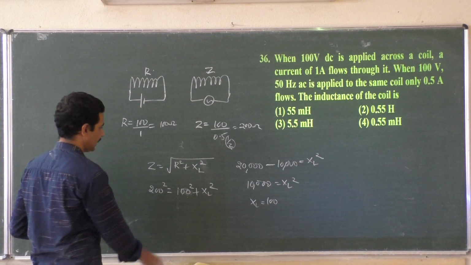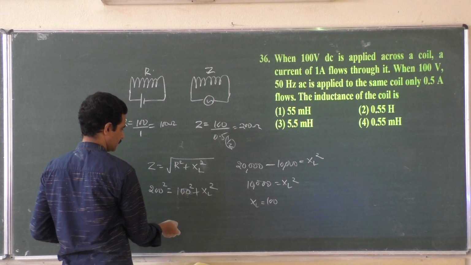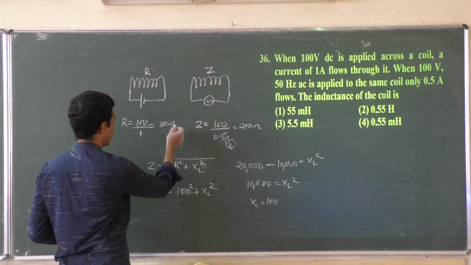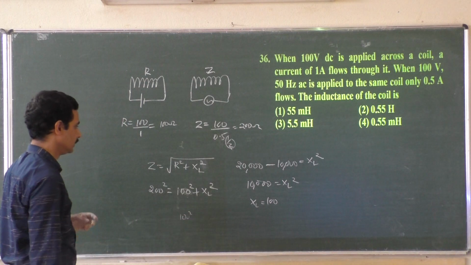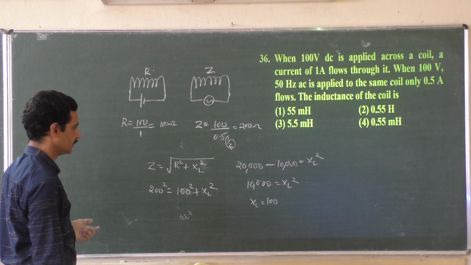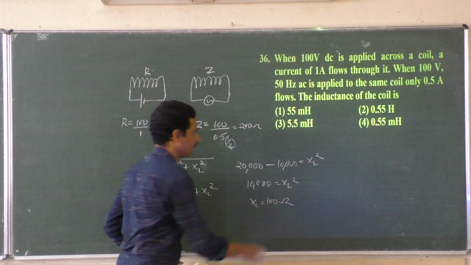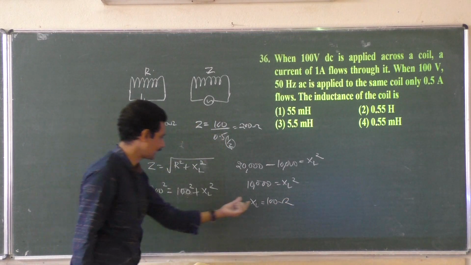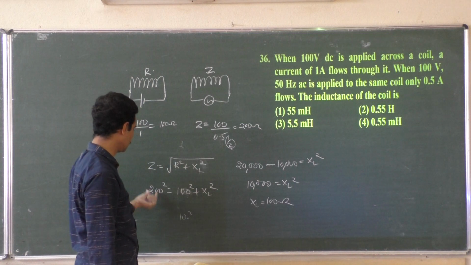Will you get the answer? 100 square plus 100 square, because what is R? R is 100. No, you don't get that. Z equal to, you get root 200. 20,000 minus 20,000 is equal to XL square. XL is 100 ohm. Is it somewhere we have gone wrong? Because if you put XL equal to 100 and R equal to 100, you won't get Z equal to 200.